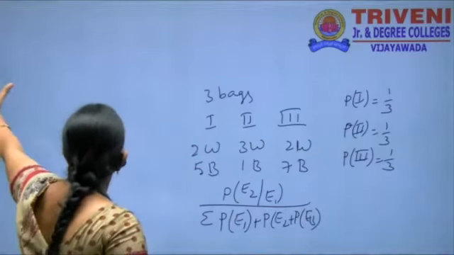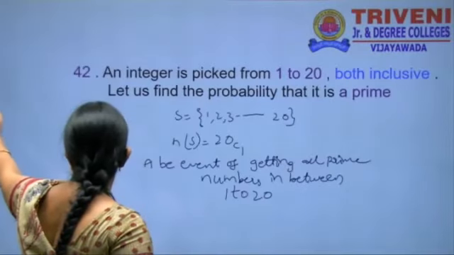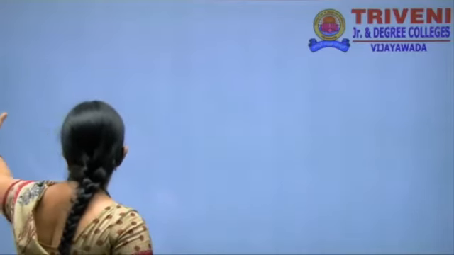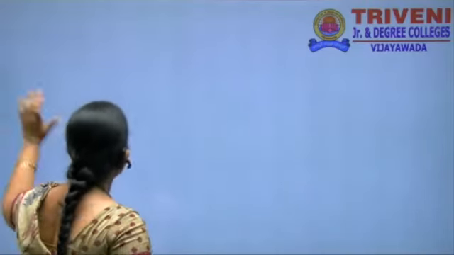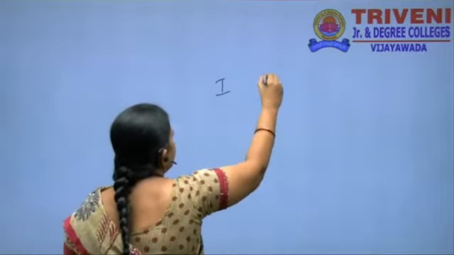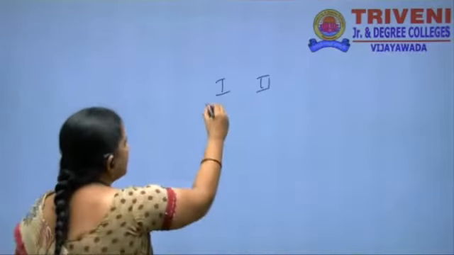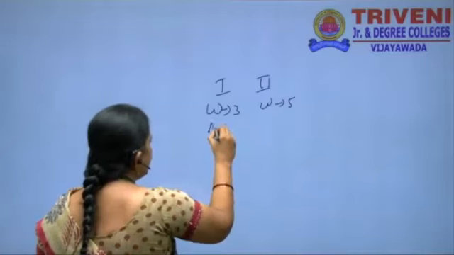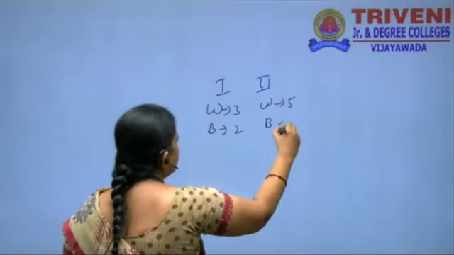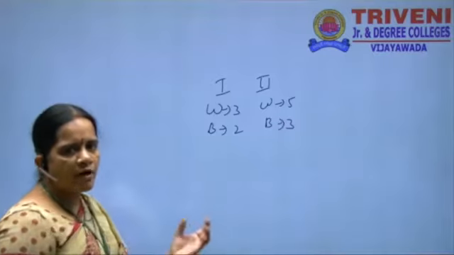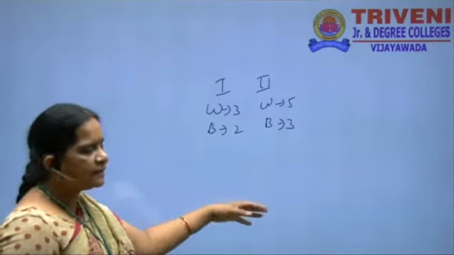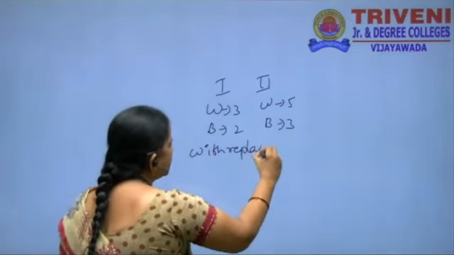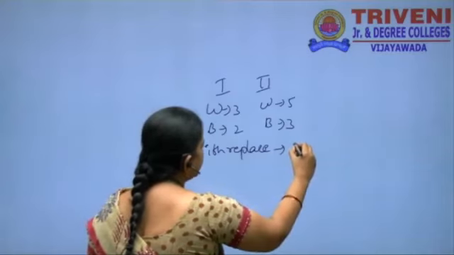But in the multiplication theorem, only the first two bags are there. One bag has white balls 3 and black balls 2, the other has white balls 5 and black balls 3, like this. Suppose one ball is taken and replaced, or not replaced. With replacement means we have to take it as the total balls.